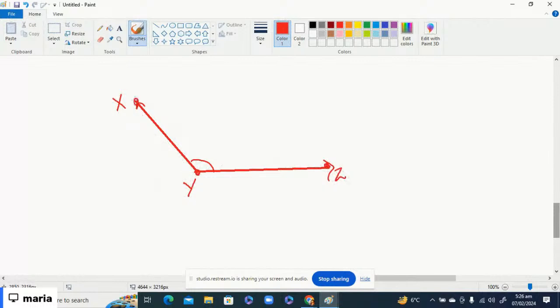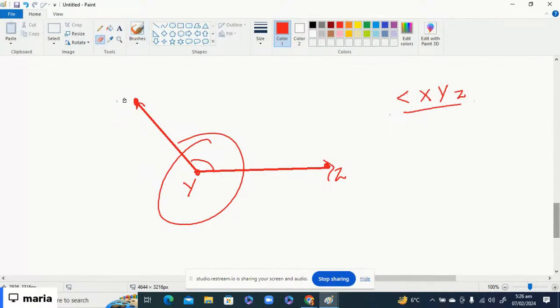Now what we do? We always put this angle in the middle, like this way. Angle x, y, and here is z. So put this angle in the middle. In this way we can measure it. For example, we change x, y, z to different points. We are going to use k, l, and m. So we can say that this is angle k, l, m. Put l in the middle because it lies on the angle.